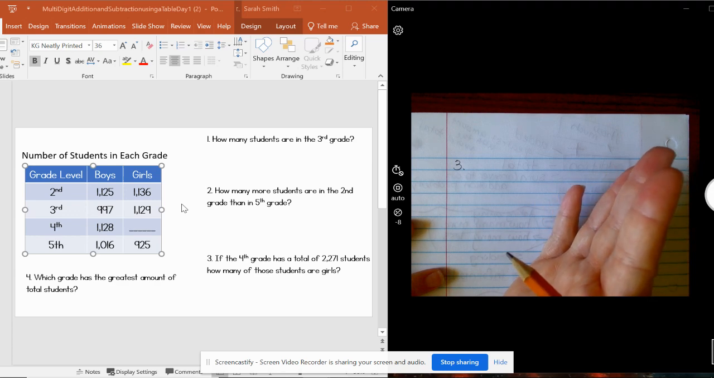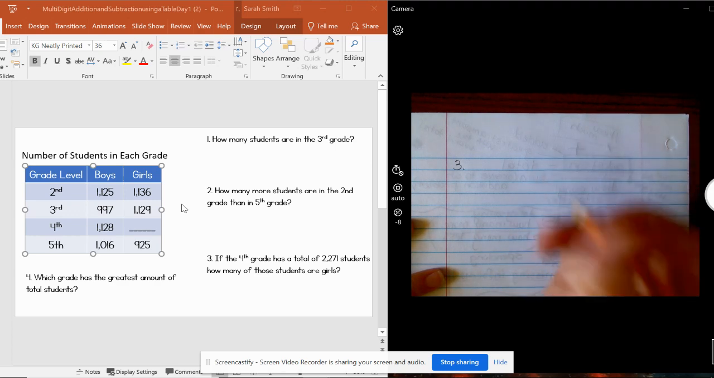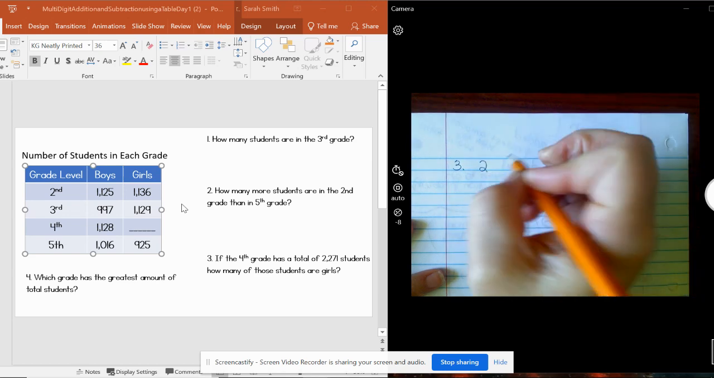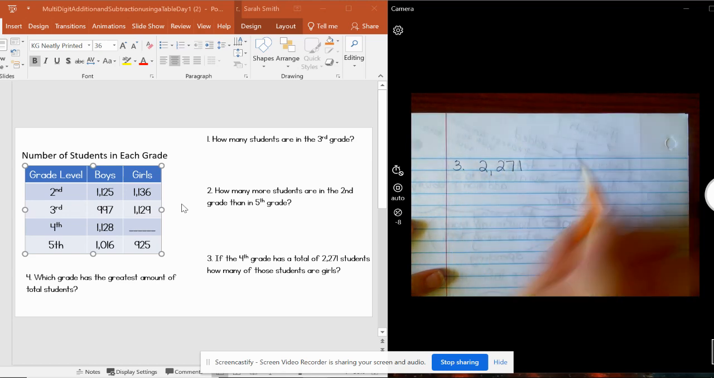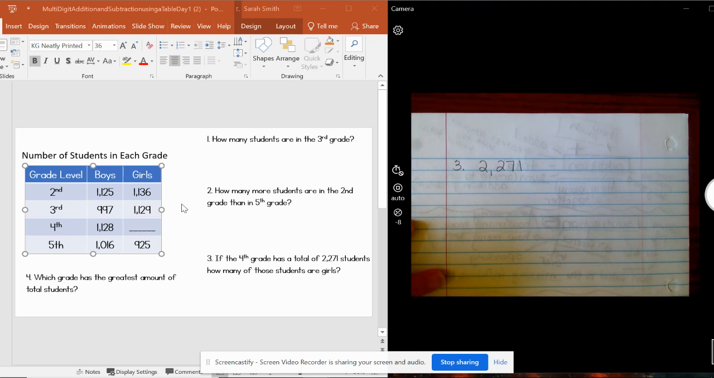If fourth grade has a total, so they're giving us the total. It's kind of like when you guys do those missing information boxes and you're given some information but not all of it. It's the same thing. So you're given the total, and they want to know how many of those students are girls. Well, how many of those students in fourth grade are girls? And you'll look at the chart and you see how there's a dotted line through the girls spot because we don't know. But we do know how many boys there are.